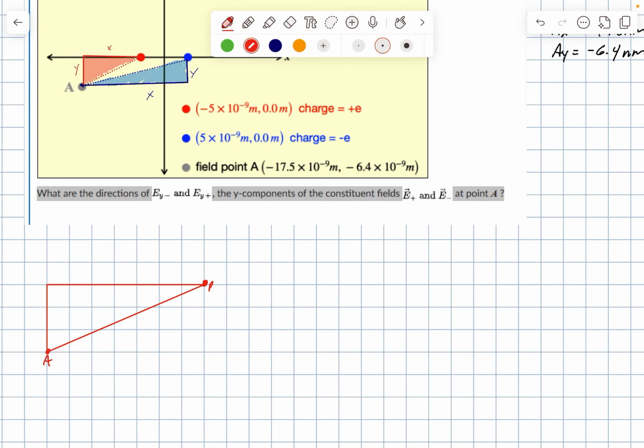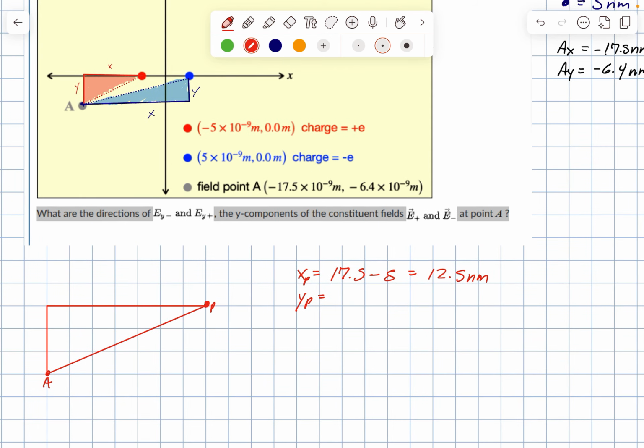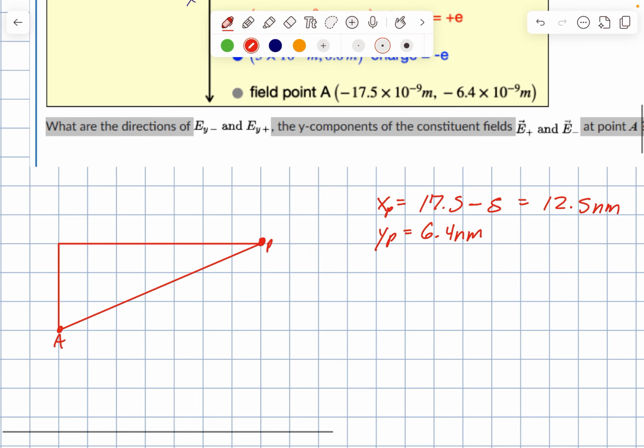So x is going to be equal to 17.5 minus 5. That's going to give us 12.5, and don't forget our units, we're working with nanometers. And then for our y component of our proton triangle, that's just going to be flat out 6.4 because all of our other points are at the 0 value for y. So we know that this distance here is going to be 6.4 nanometers, and then our x value for that is going to be 12.5 nanometers.